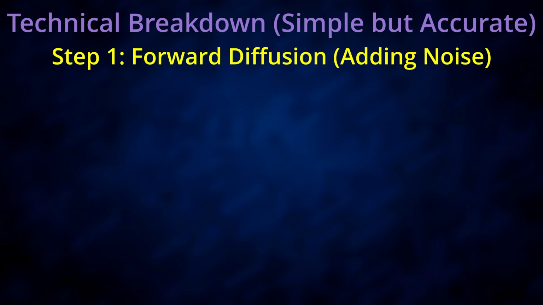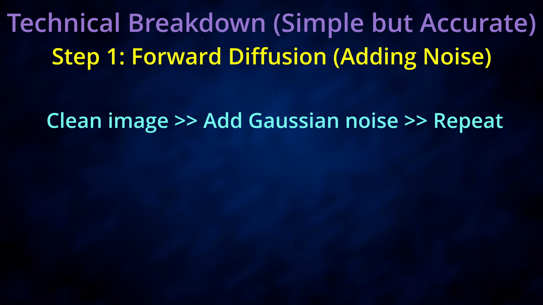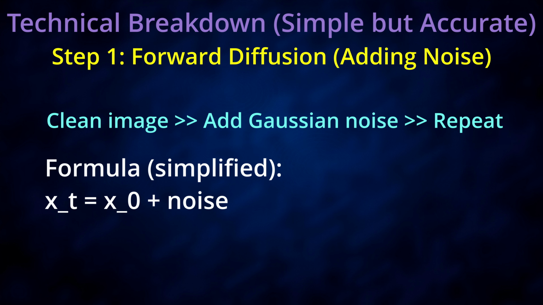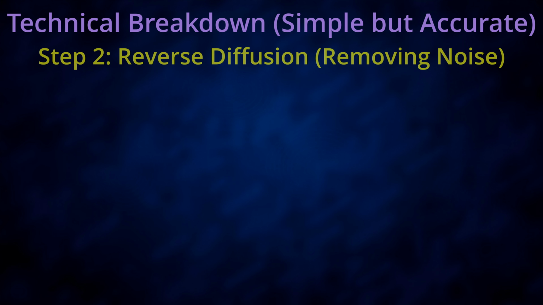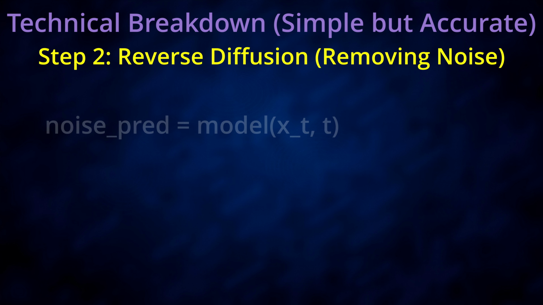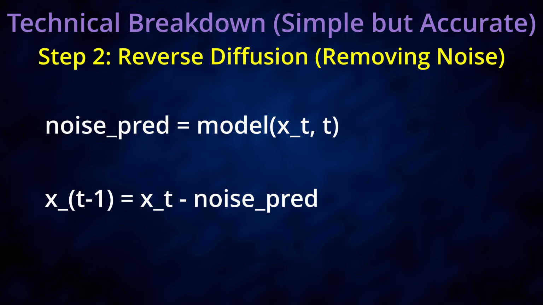The technical breakdown. Step 1. Forward diffusion, adding noise. A clean image, add Gaussian noise, repeat. After T steps, the image becomes pure noise. Formula. Step 2. Reverse diffusion, removing noise. The model is trained to predict the noise added at each step. Subtract the predicted noise. Repeat until you get a clean image.